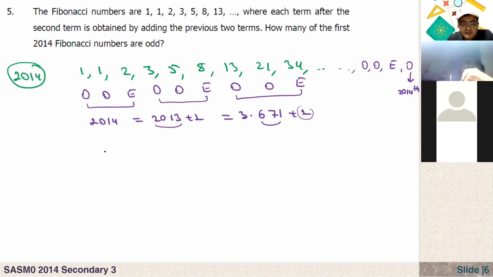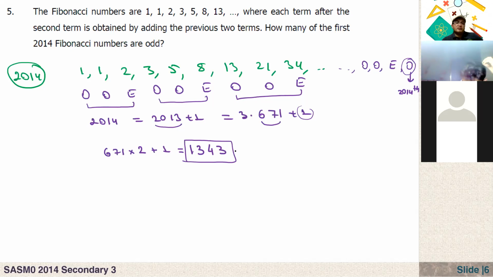So, how many of the first 2014 Fibonacci numbers are odd? We have 671 groups of three, and in each group we have two odd numbers. Right after that we have one more odd number, so that is plus one. 2 times 671 is 1342, plus 1, it is 1,343. So we have 1,343 odd numbers until the 2014th term inclusive.